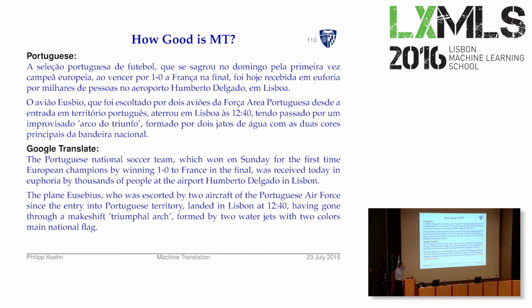And then "was received today in euphoria." That's not really right there. With euphoria or something like this. And so on. And then the plane Eusebius, who was escorted. You can see this is typical where you get language model effects because you have Eusebius, which is a name of a person, and then you get "who" rather than "which." So you forget that it's actually a plane, and so on. But this is pretty good stuff.